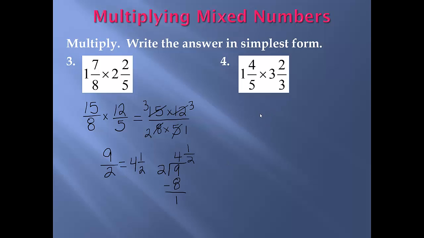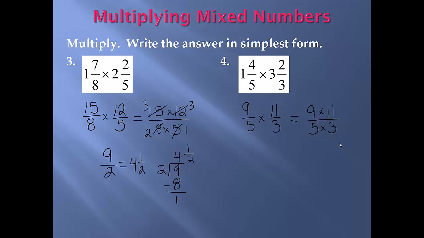And now for number 4, we have 1 4/5 times 3 2/3. So first, we'll convert 1 4/5 into an improper fraction. So 5 times 1 is 5, plus 4 is 9, so we have 9/5. And then for 3 2/3, 3 times 3 is 9, plus 2 is 11, so we have 11/3. Now we'll multiply across, so 9 times 11 for the numerator and our denominator would be 5 times 3.